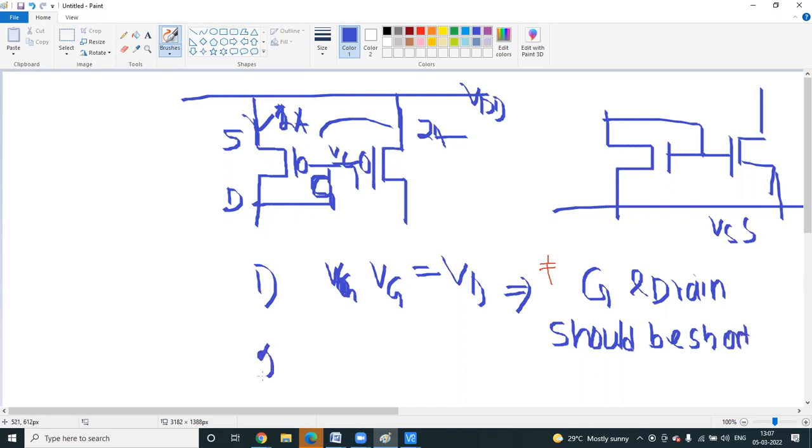Second case, VGS1 equal to VGS2, which means the gate to source voltage of the first device and the gate to source voltage of the second device should be the same. If these two conditions are satisfied, then both currents will be the same. And why these two currents need to be the same, that I will also tell you.